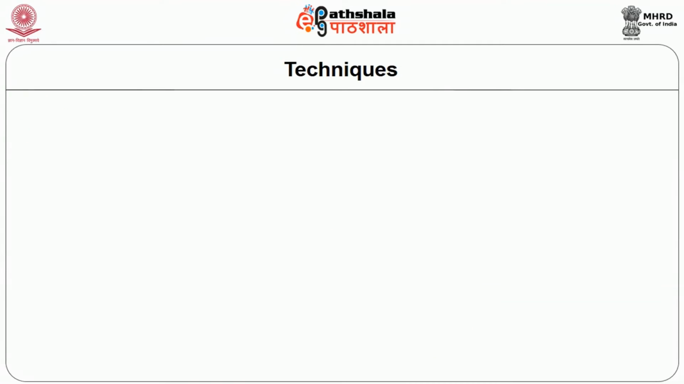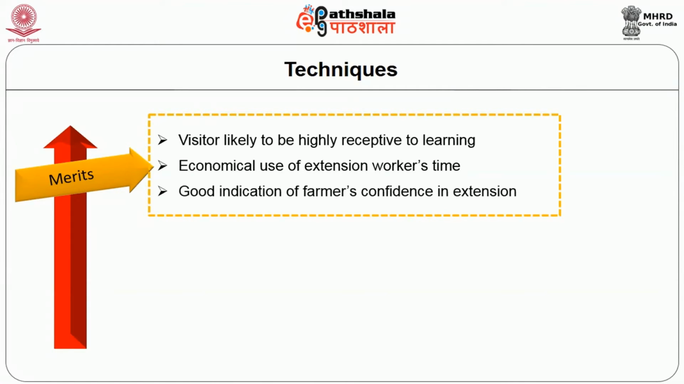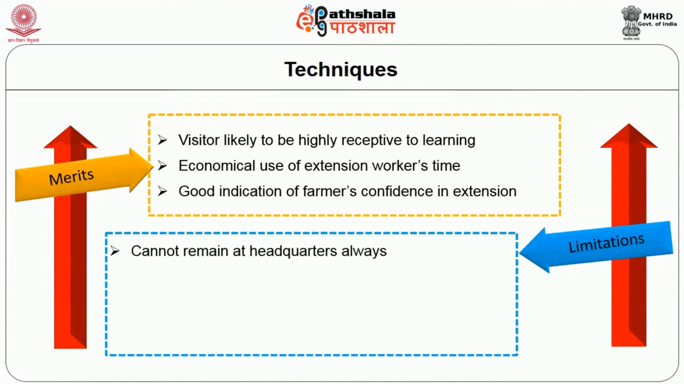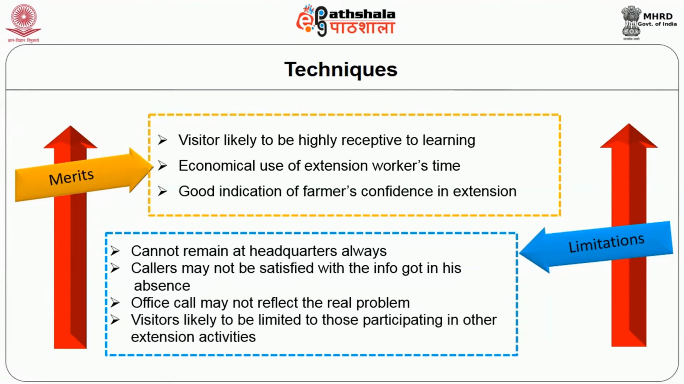The advantages of the farmer's call are: number 1, visitors are likely to be highly receptive to learning. Number 2, economical use of the extension worker's time. Number 3, a good indication of farmers' confidence in extension. The limitations of the farmer's call are: the extension worker cannot remain at headquarters always. Callers may not be satisfied with just the information obtained in his absence. An office call may not reflect the real problem or accurately reveal existing conditions. Visitors are likely to be limited to those participating in other extension activities.